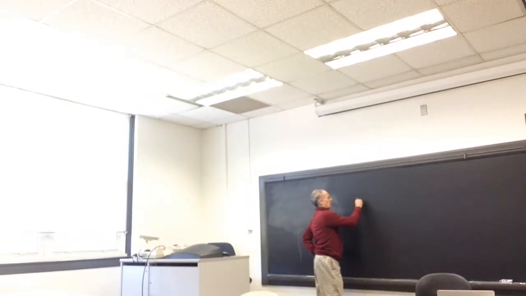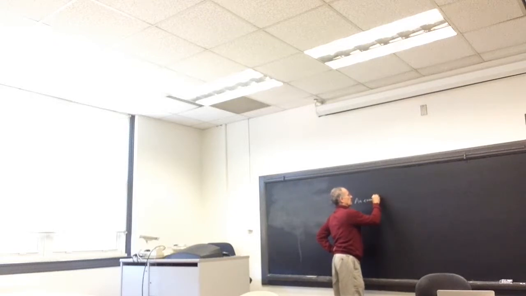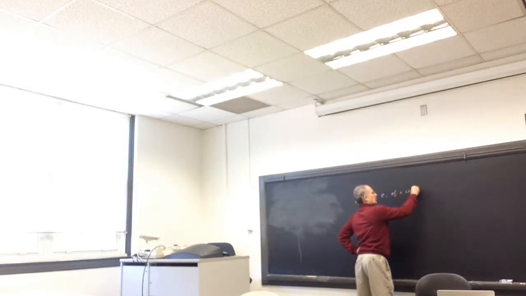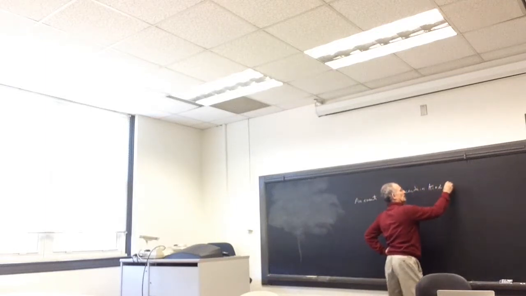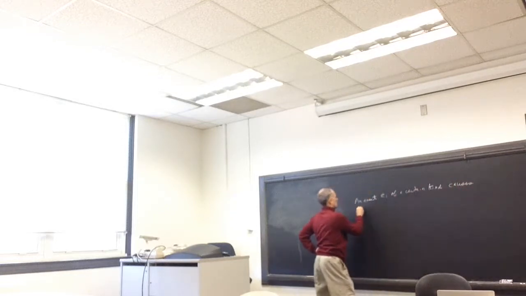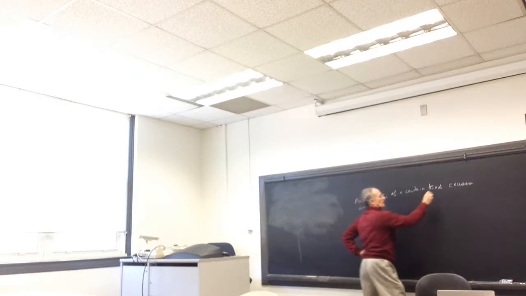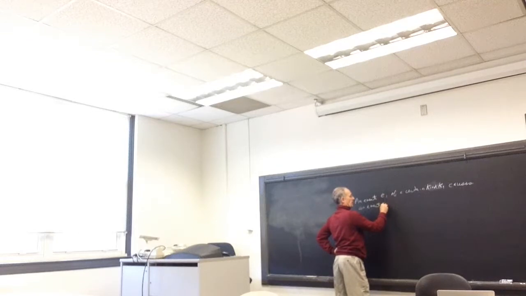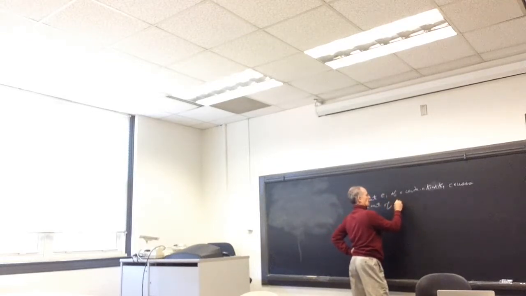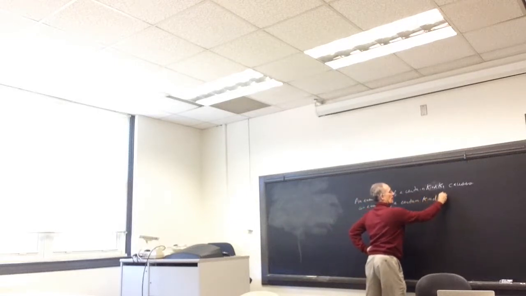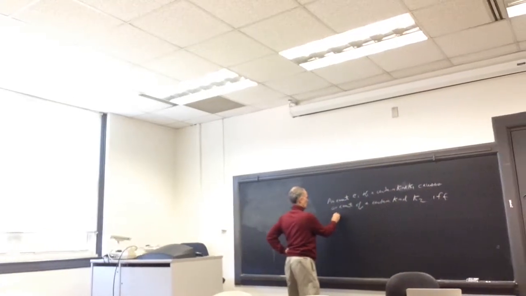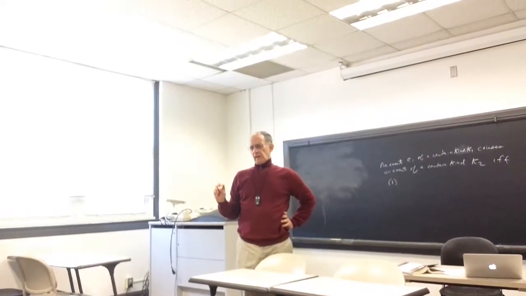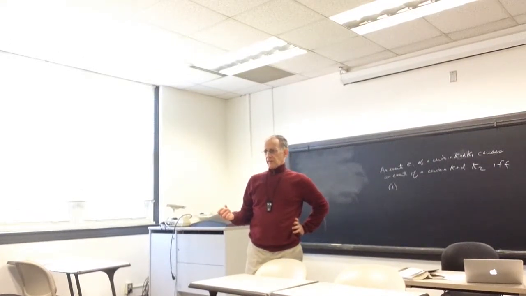So according to that account, an event E1 of a certain kind, I'll call this kind K1, causes an event of a certain kind K2 if and only if, first, an event of kind K1 is always followed by an event of kind K2.